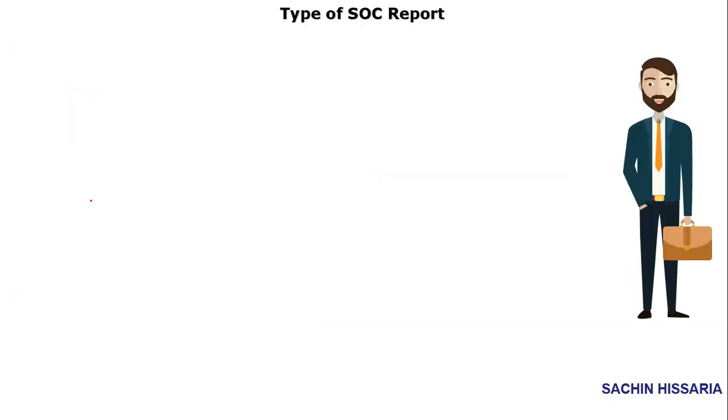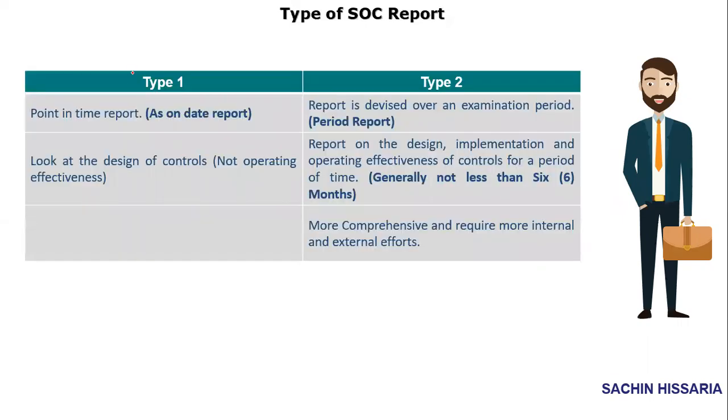Okay, now in SOC there are different types of SOC report. So basically there is a type 1 report and there is a type 2 report. What is a type 1 report? So type 1 report is a point in time report. Okay, it is an as-on-date report. Okay, for example, suppose you are conducting an audit as on 31st December 2021. So this report will give you an assurance as on that date only. Okay, it is a type 1 report. And in this report, we only check the design of control.